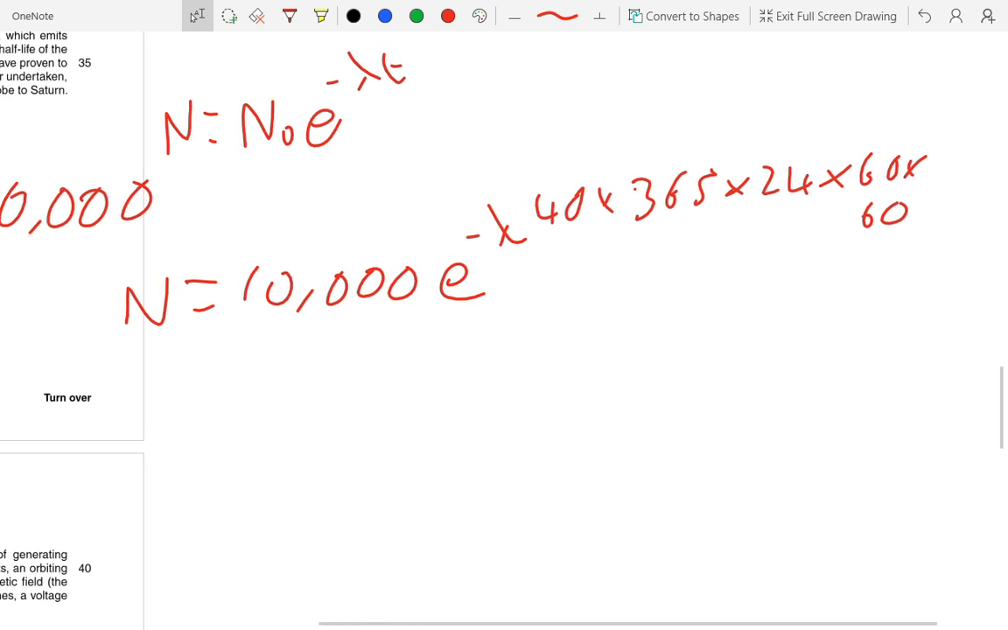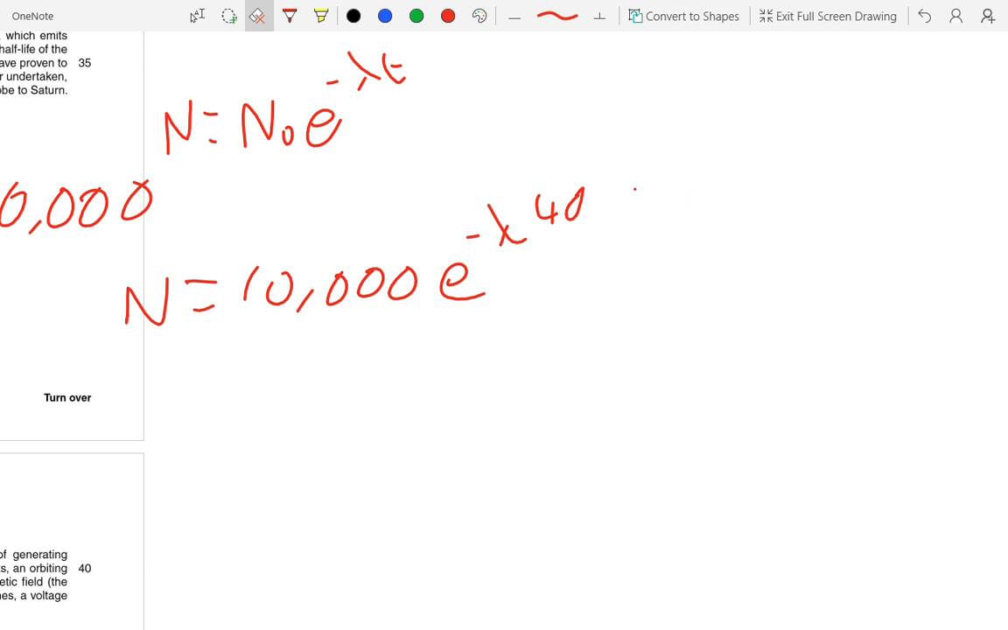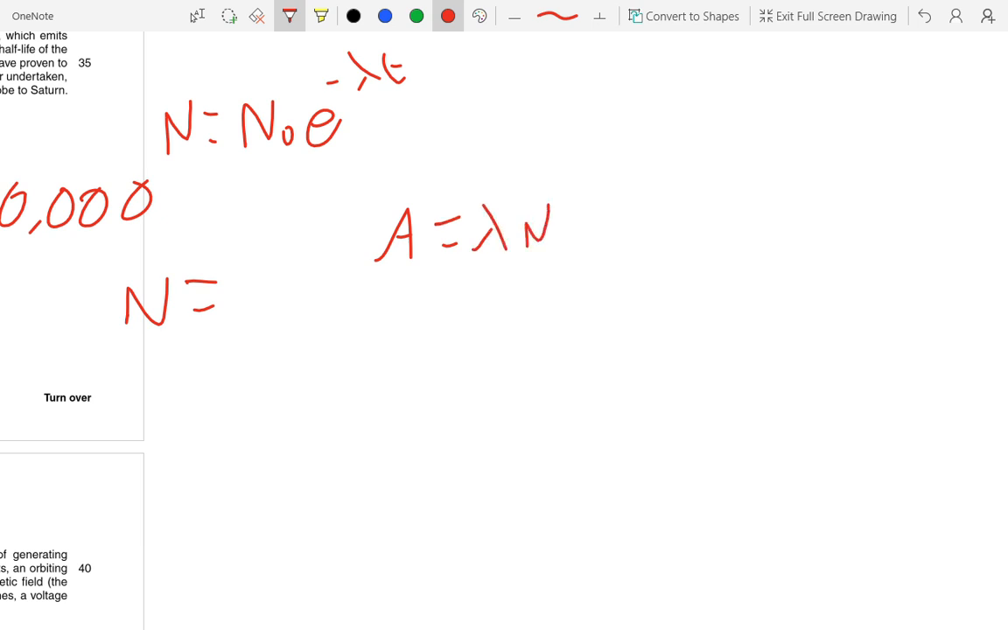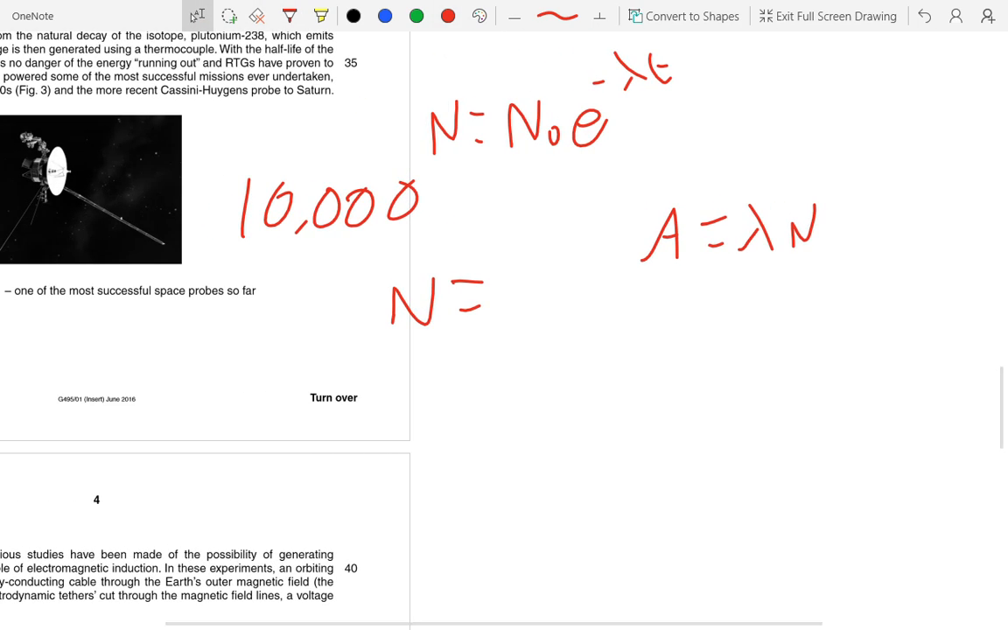You've also got to remember things like activity. So it could ask as well what the activity is after 40 years. So you just carry out that same thing, work out your value of N, and then you'd use activity equals lambda N. I think that's the right equation. I haven't used it since A level. It's a bit of a pointless one, if I'm honest. But it could ask you to find out the activity, and that's measured in becquerels.